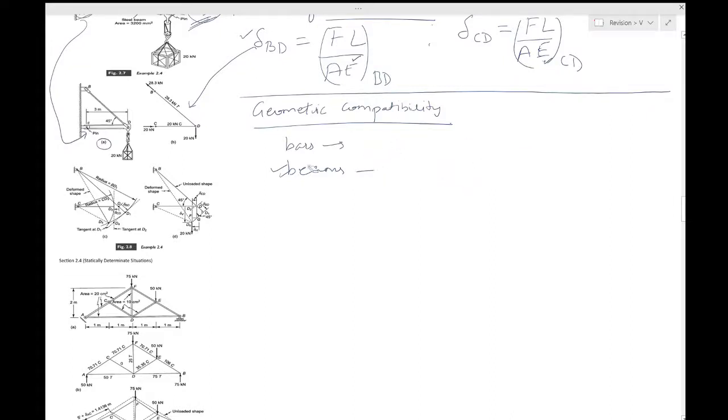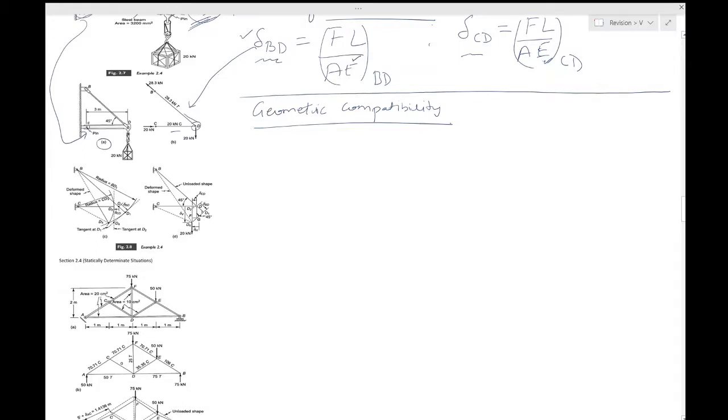As we have seen, the BD bar is under tension, so it must extend. The CD bar is under compression and it should compress. So the bars will change lengths by the amounts which are calculated above, and they have to remain straight. They cannot bend. That's the definition of a bar. They must also remain fastened at D. So this can compress, this can extend, but this joint must still be intact. Once you find the final position of D, you have your answer.